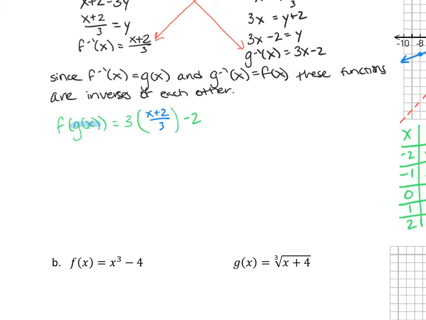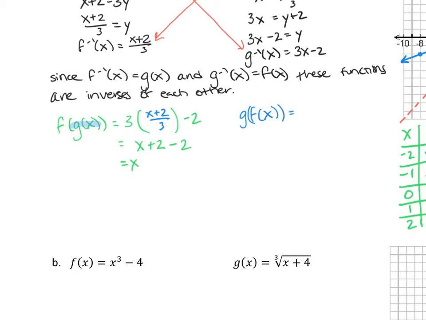Okay, so from here, I'm going to multiply in the 3 since we're multiplying by 3 and dividing by 3. Those are going to cancel out, and we'll be left with x plus 2 minus 2. And then we have a plus 2 and a minus 2, and those cancel out, and we're just left with x. So they're undoing each other and we're just left with its most simple function. Let's try this the other way. If we do g of f of x, excuse me, there we go.